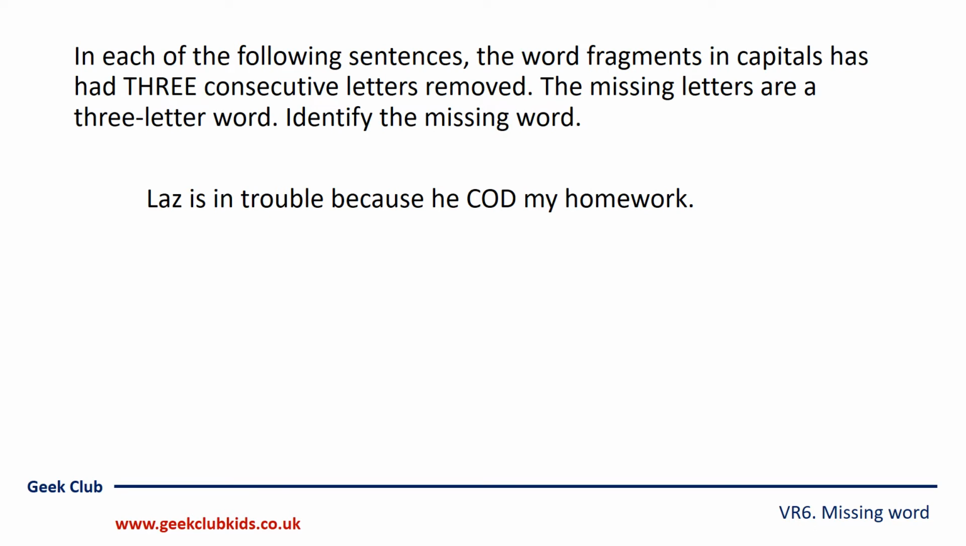So it's a sentence. Laz is in trouble because he COD my homework. You'll see immediately that this sentence makes no sense, and the reason is because this word here in capitals is not the right word that should be here. We need to identify a 3-letter real word in English that we can insert somewhere into this word, at the beginning or end or somewhere in the middle, such that COD then becomes a real word. So we're adding 3 letters somewhere to COD to make a real word that then would make the sentence make sense.